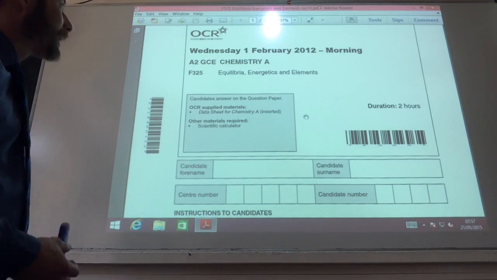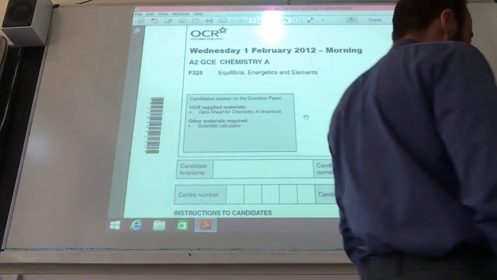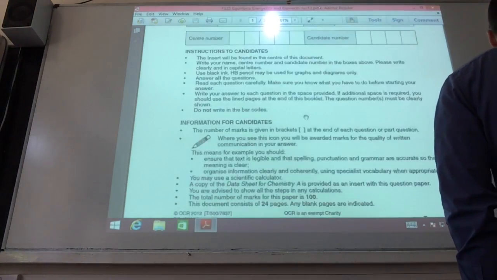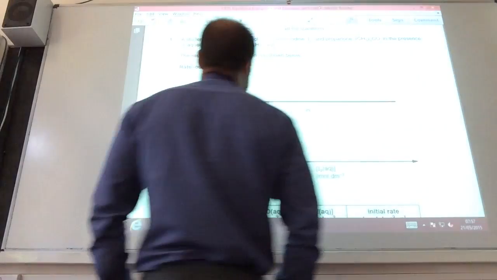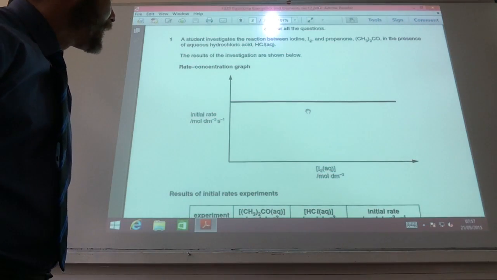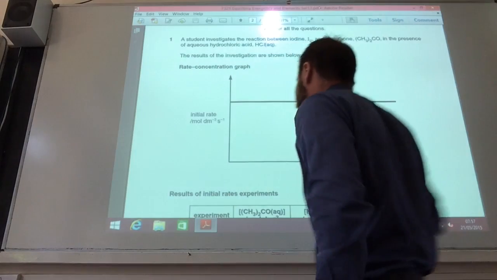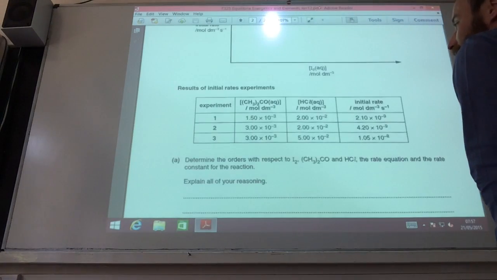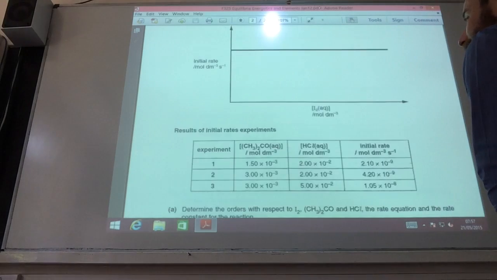Right, so today we're going to tackle the February 2012 paper, Equilibria, Energetics and Elements. First of all, we're going to kick off with a rates question. It gives me a rate-concentration graph, notice rate-concentration, and then it gives me some initial rate experiments, and I need to determine the order with respect to iodine, propanone and hydrochloric acid.